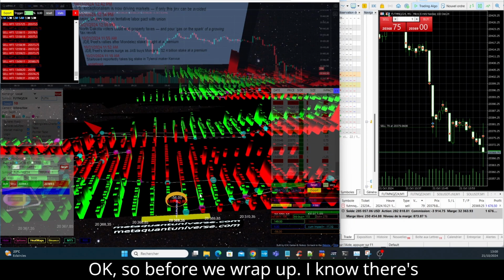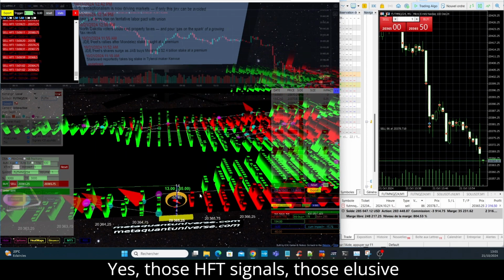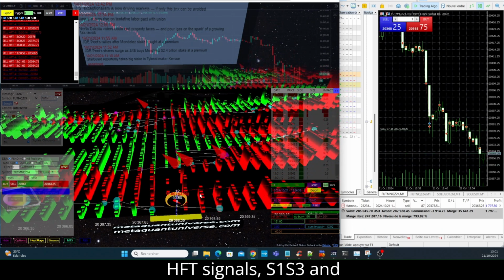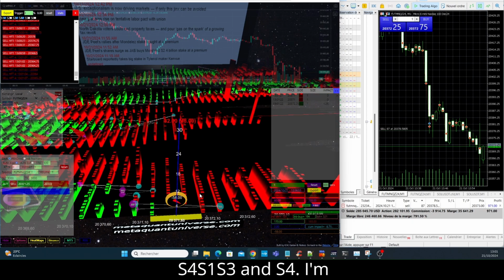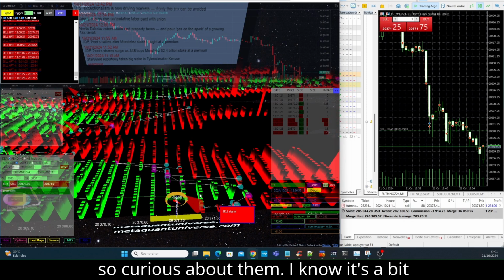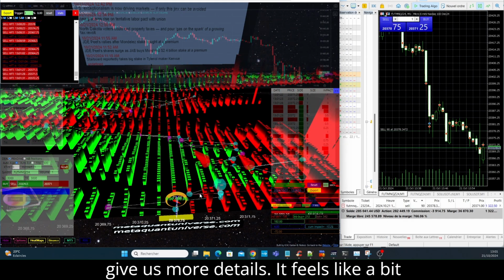Before we wrap up, I know there's one more thing you wanted to discuss. Yes, those elusive HFT signals: S1, S3, and S4. I'm so curious about them. I know, it's a bit frustrating that the guide didn't give us more details. It feels like a bit of a cliffhanger.